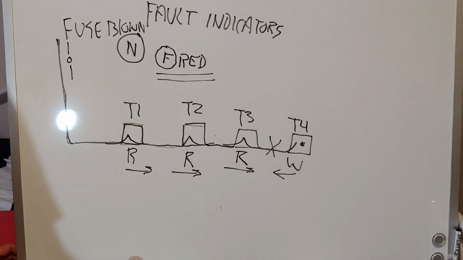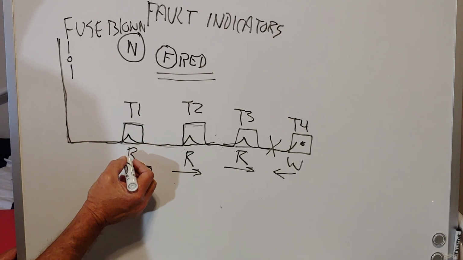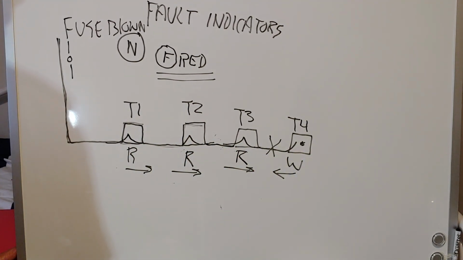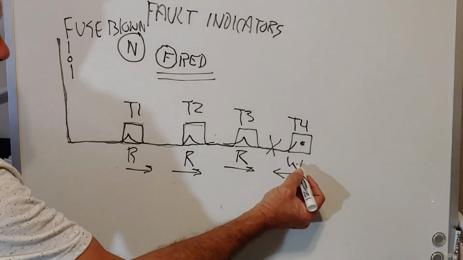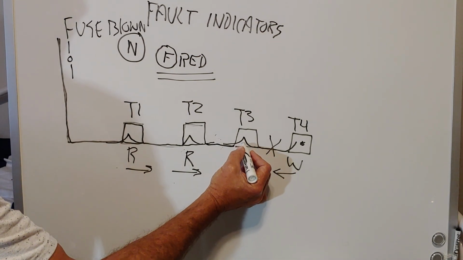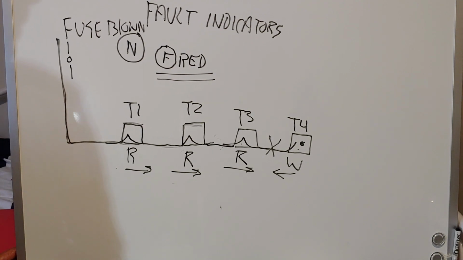Now, some utilities will not put a fault indicator in every transformer. They'll put one in every other transformer. Even if you have them between every single transformer, it is still a good idea to go ahead and high pot from here to here as a double check to make sure that you have a fault in that span. Fault indicators are pretty reliable, but they're not reliable 100% of the time.